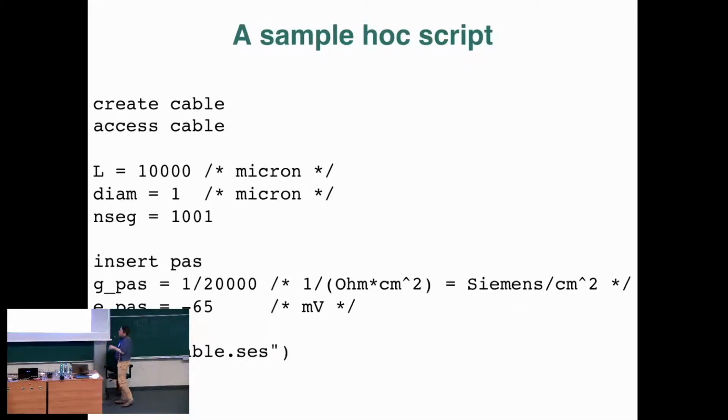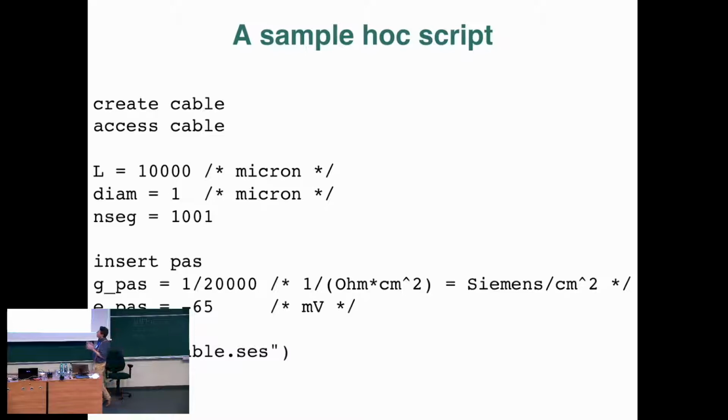So that's why an odd number of segments is always a good idea. So here's our simple model, and it's an unbranched cable. It creates the data structure by using the create statement, and we can choose whatever we want to call this thing. So we call it cable. And then the access statement says that all of the segment commands refer to this section and not any other.